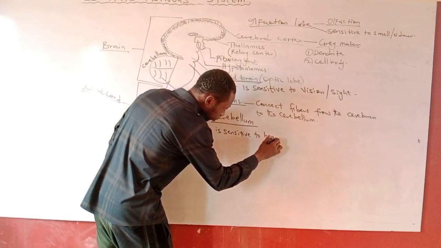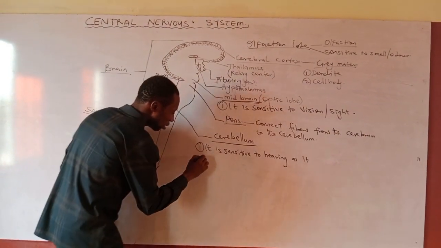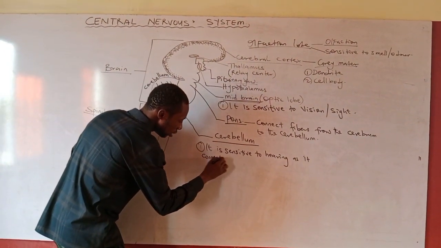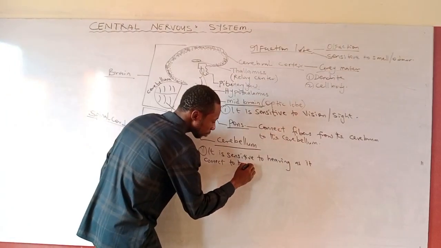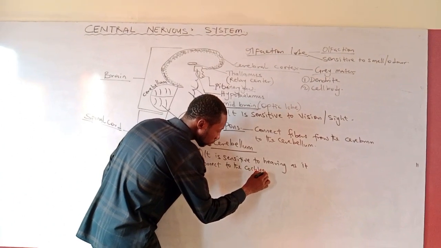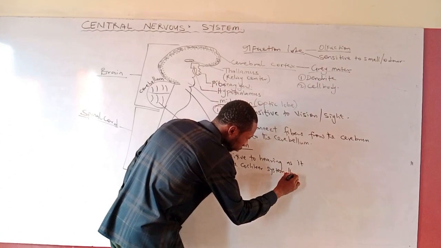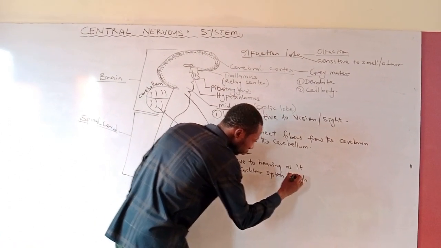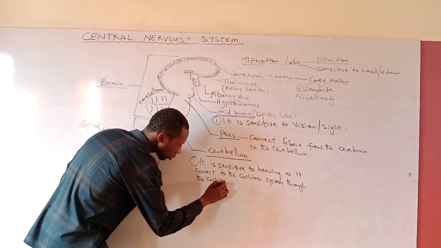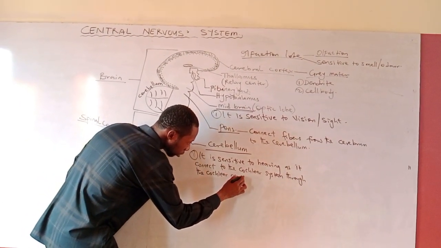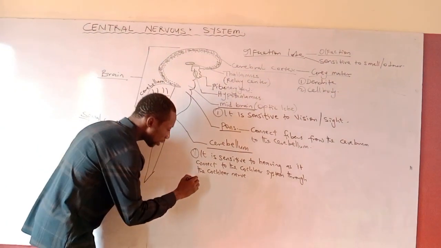Now the function of the cerebellum is that it is sensitive to hearing, as it connects to the cochlear system through the cochlear nerve.